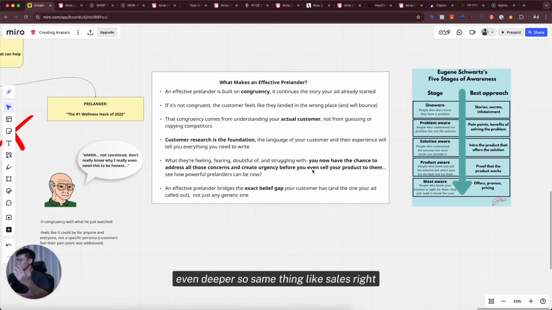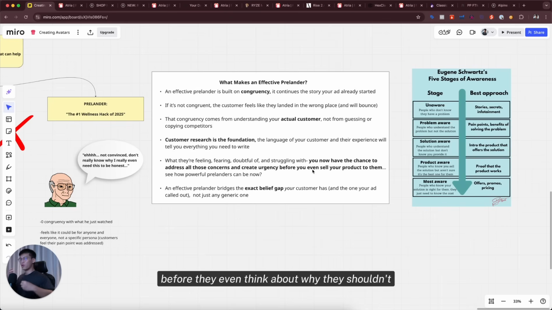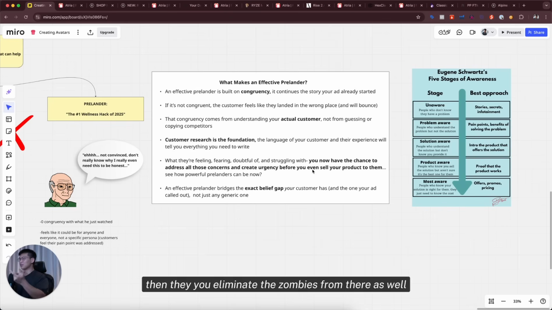It's something like sales, right? It's the whole job of the pre-lander. In sales, you call it slaying zombies. You want to make sure they have zero doubts, so when you ask them to purchase, they'll actually go for it instead of saying "I'll think about it." In the pre-lander, you want to get into their head, understanding them better than they understand themselves. Before they even think about why they shouldn't, you already have a point that says this actually solves your specific scenario. Then you eliminate the zombies from there as well.